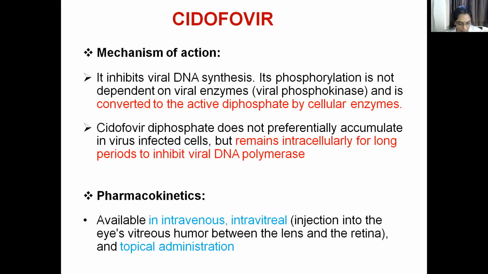It is not metabolized, and it is excreted unchanged in the urine. So what you have to remember is cidofovir is converted to the active diphosphate form and not the triphosphate form as the other drugs. That point is important, and for its activation it depends only on the host cellular enzymes. Because it stays in the cells for a longer time, even though its plasma half-life is less, it is given once weekly IV dosing. Oral bioavailability is less, so it is given through the intravenous, intravitreal, and topical routes.